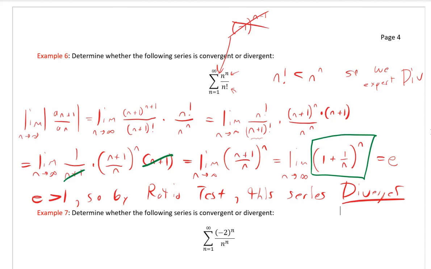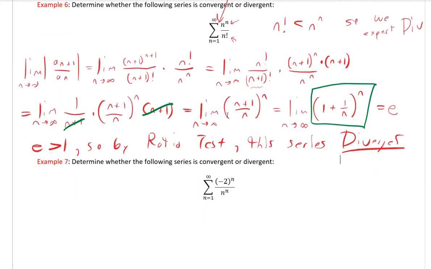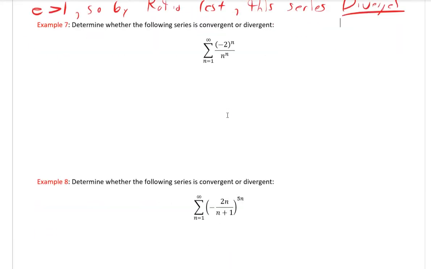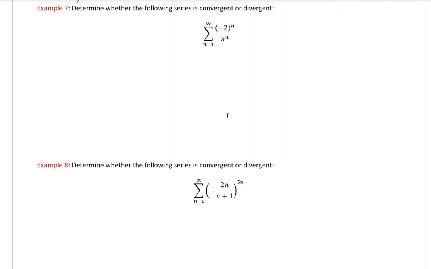Okay. Now those are all examples of using the ratio test. Again, if you see any of those kinds of things, the ratio test is great. If you see everything taken to an n power, either together or not, the ratio or the root test would possibly be better. For example 7, we have negative 2 to the n power divided by n to the n power. You could do the ratio test here, but the root test is actually going to be a little bit cleaner.